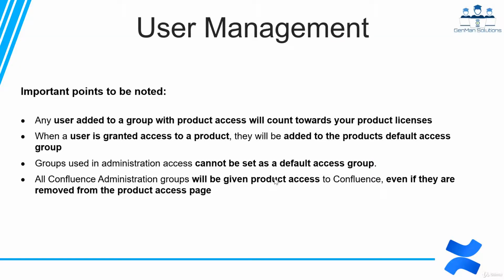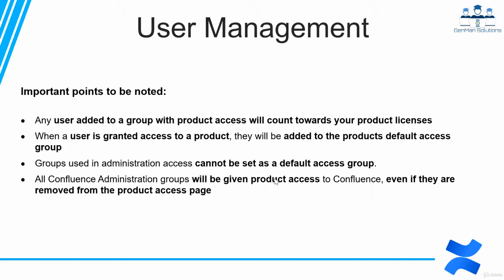Let me summarize important points to be noted under user management. Any user added to a group with product access will count towards your product licenses. For a cloud free version, you have a limit of 10 users to be added to your site. Next, when a user is granted access to a product, they will be added to the product's default access group, which is Confluence users. Any product needs to have at least one default access group, and in case you want to make any other group a default group, you can do that through the process which we had discussed.